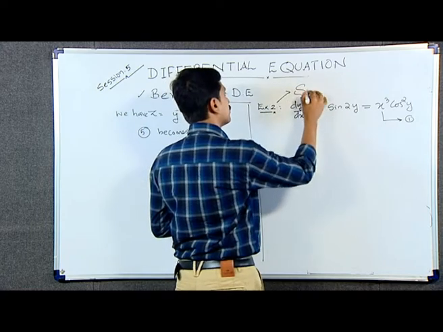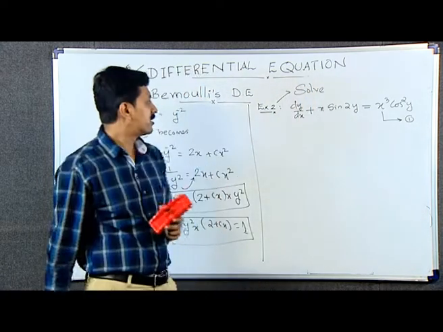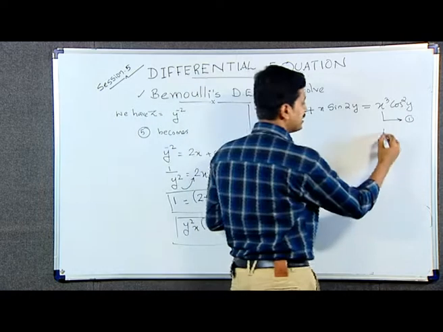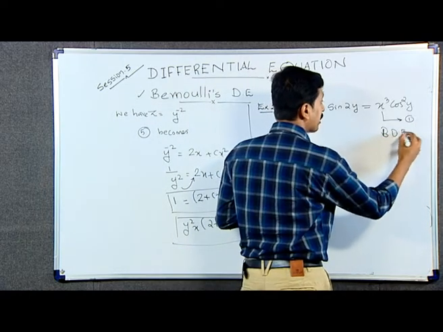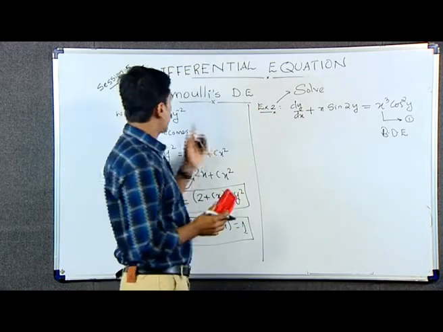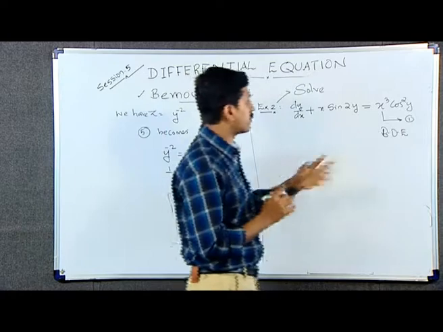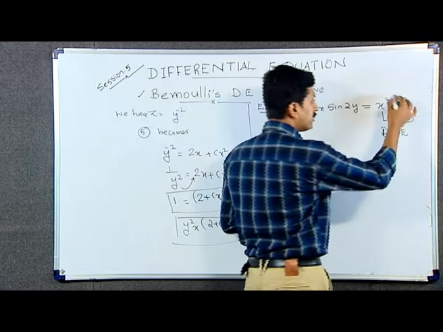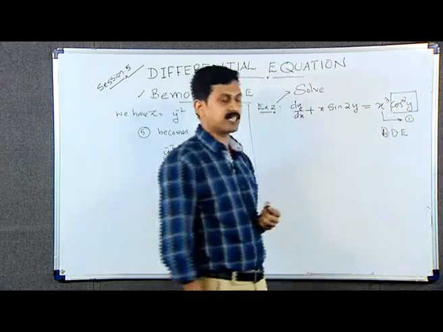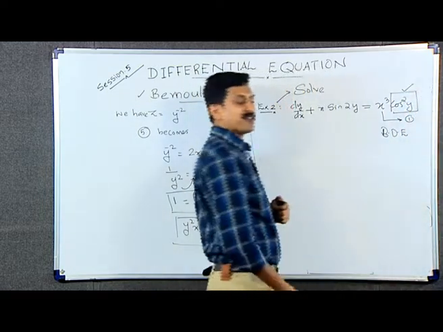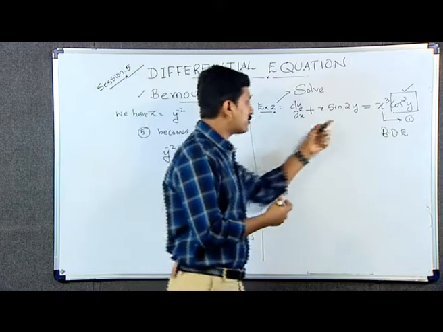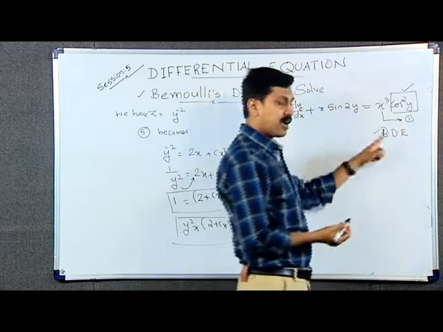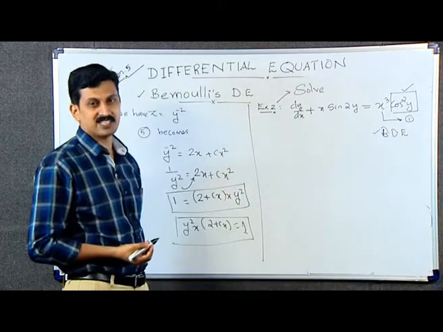Our aim is to solve this differential equation 1. My question to you is, is this a Bernoulli's differential equation? As we mentioned in the general form of the Bernoulli's differential equation, we are unable to see this as a BDE. But even so, on the right side there is a function in y, cos square y. So we are interested in treating this equation also as a BDE, and we will solve it the way we solve a BDE.